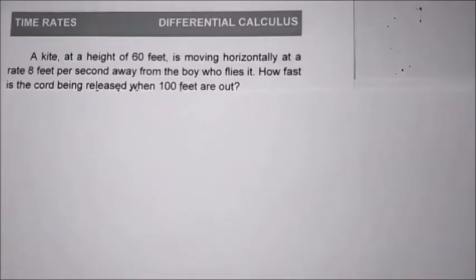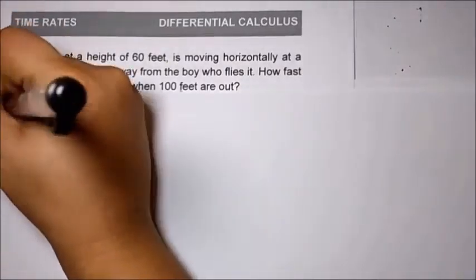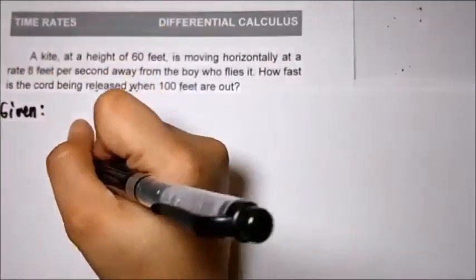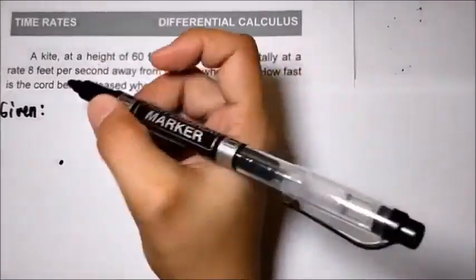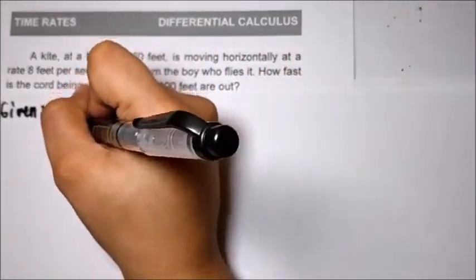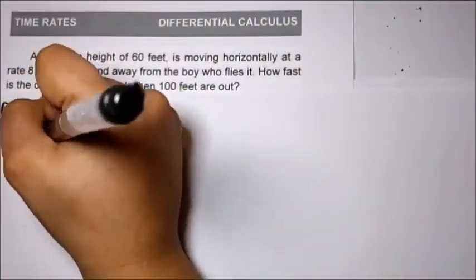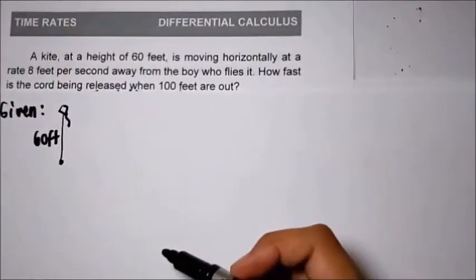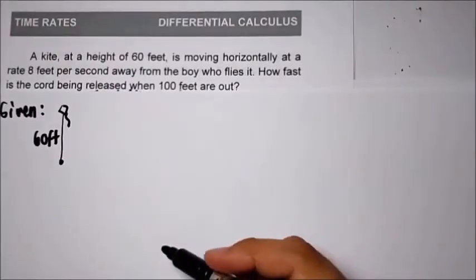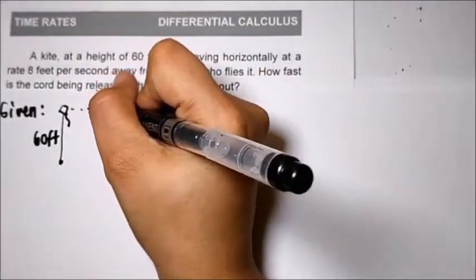A kite at a height of 60 feet is moving horizontally at a rate of 8 feet per second away from the boy who flies it. How fast is the cord being released when 100 feet are out? So we have a given kite. Let's say this is the point where the boy stands, and he has a kite, and the altitude is given as 60 feet. Now the kite is moving horizontally.